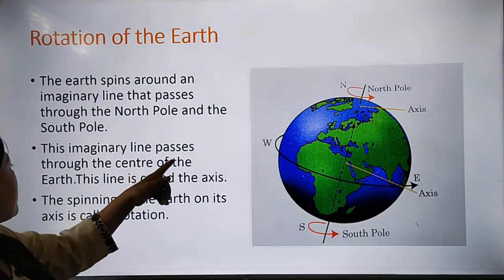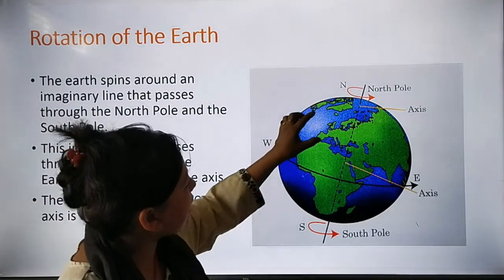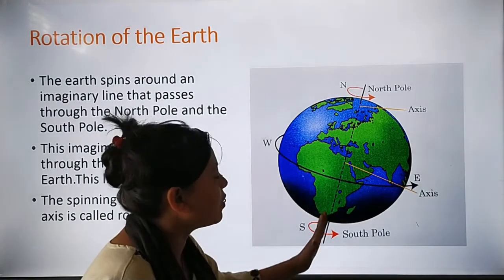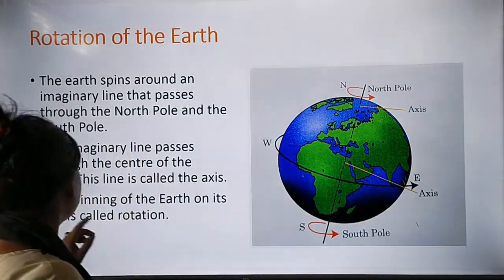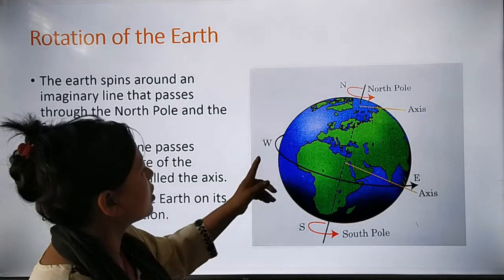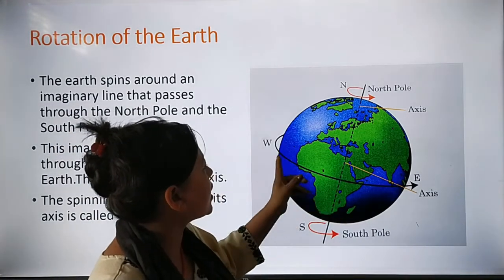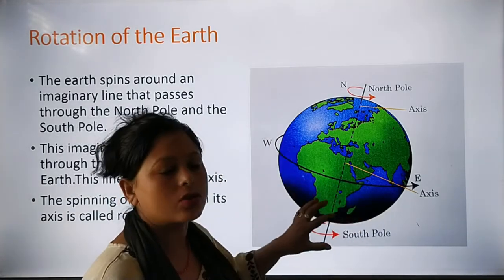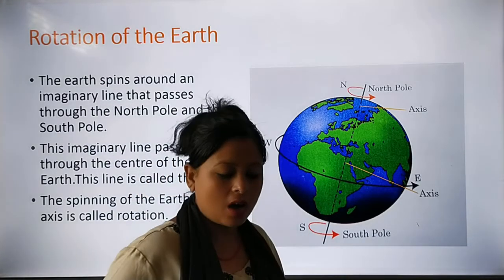This imaginary line passes through the center of the earth, the middle of the earth. That imaginary line is called the axis. The spinning of the earth on its axis is called rotation. So here, this is the imaginary line and this is the axis, and the earth rotates here. That is called rotation of the earth.